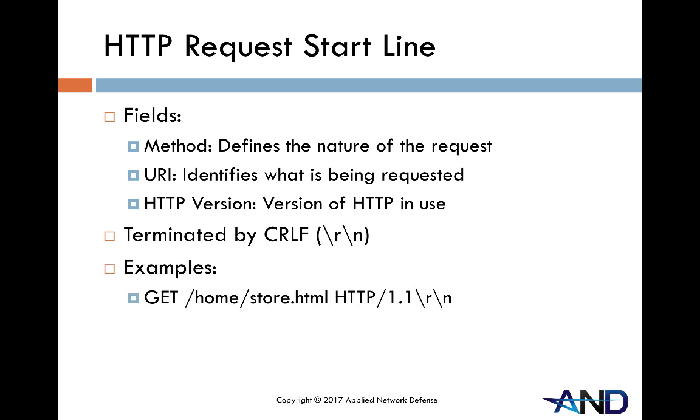And a couple examples of this. Here's one where our method is GET, our URI is /home/store.html, and our HTTP version is HTTP 1.1. Notice again how each one of these is separated by a space. That's what separates each of the particular entries in the HTTP request start line. One more example. Here's an HTTP POST. We're posting to the URI /wp-comments-post.php. And again, we're using HTTP 1.1. So the request line is pretty straightforward.